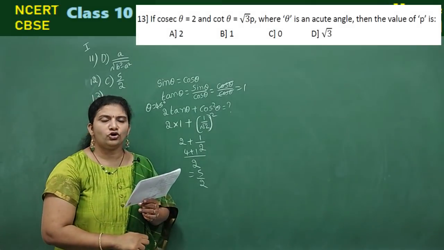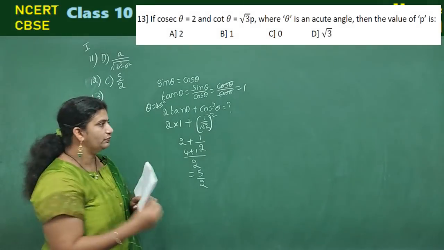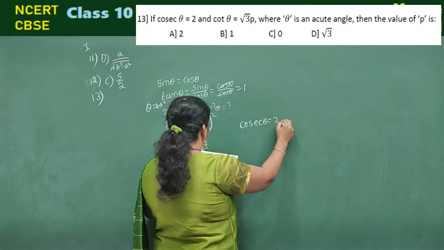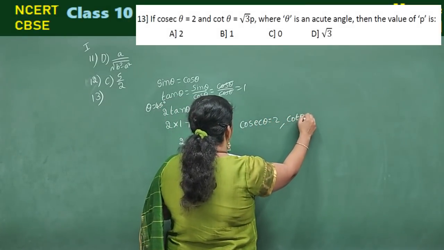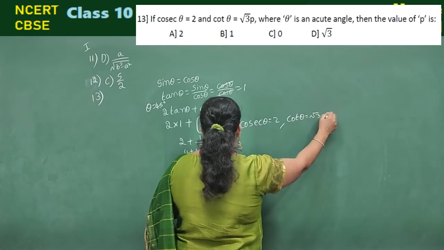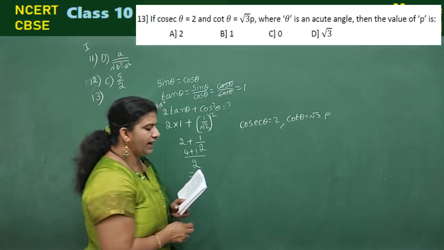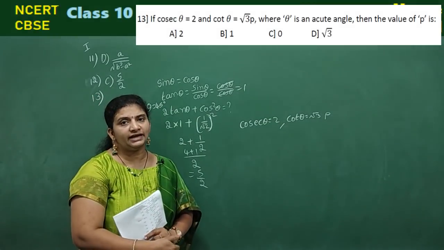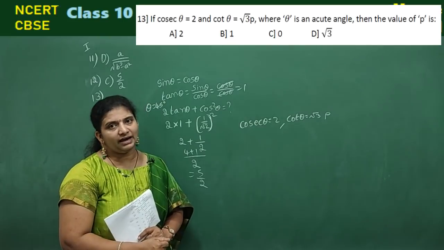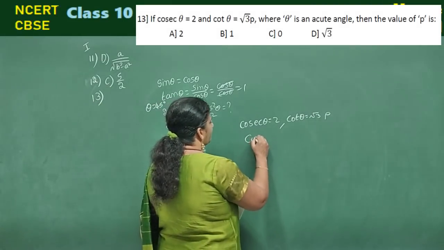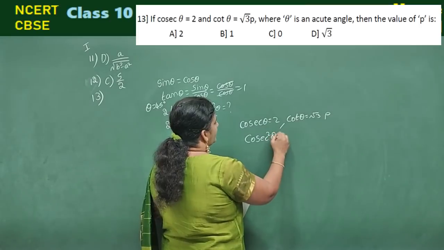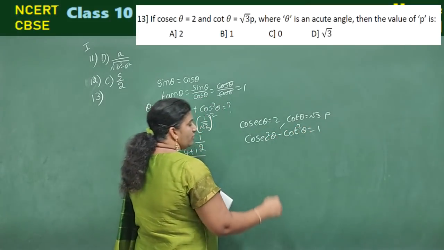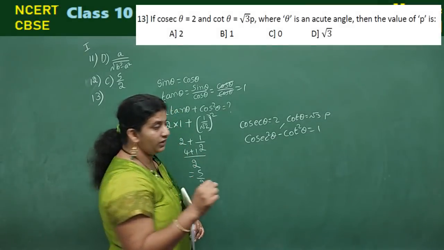13th one. If cosecant theta is equal to 2 and cot theta is equal to root 3p, where theta is an acute angle, then find the value of p. Observe here, if you know cosecant theta and cot theta, I remember an identity. That is cosecant square theta minus cot square theta is equal to 1, when your theta is acute.